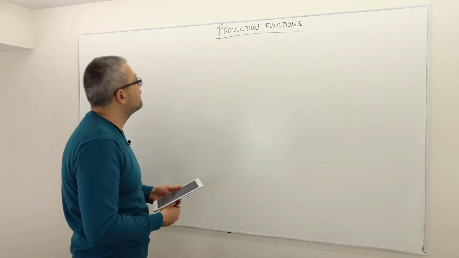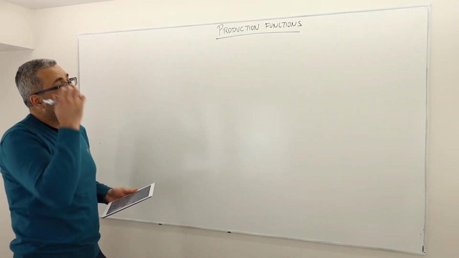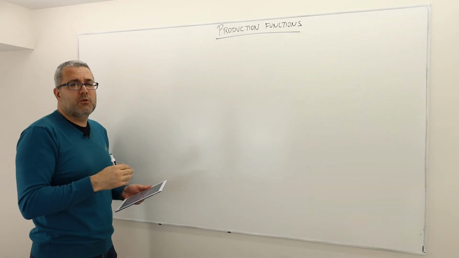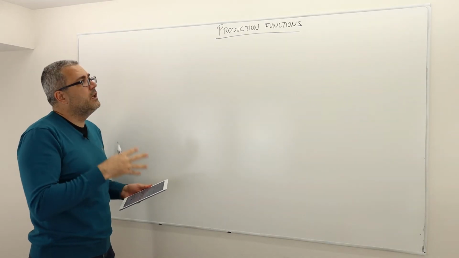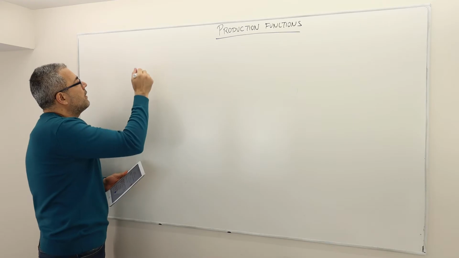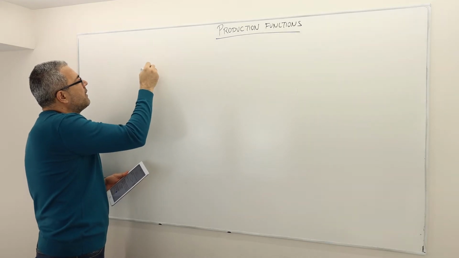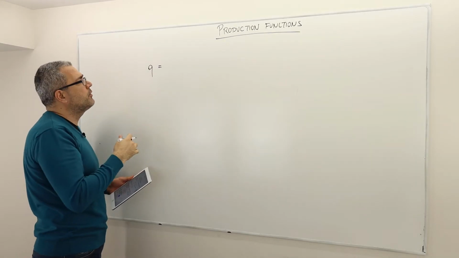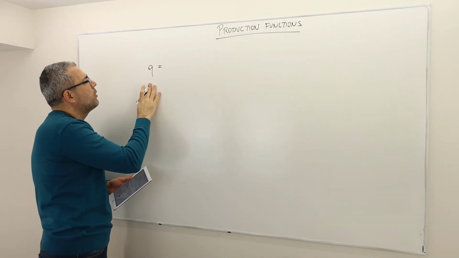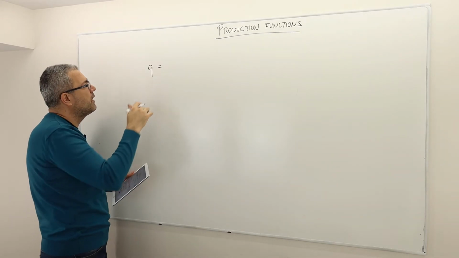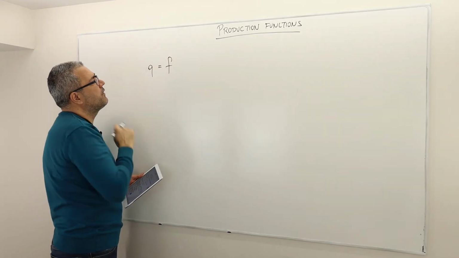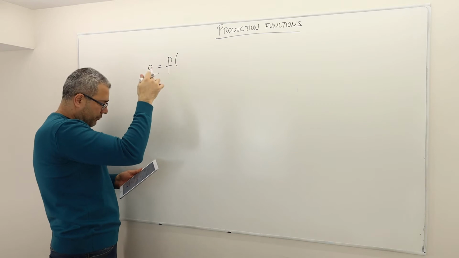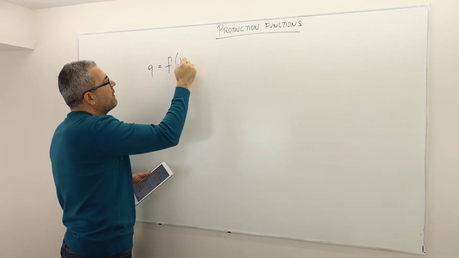So what is a production function? It's basically a function that shows the relationship between inputs and outputs. How we denote it: it could be Q, which denotes the output. We assume for simplicity that you are producing a single output. And the production function is usually denoted by F. And then the inputs. Well, the inputs can be anything.